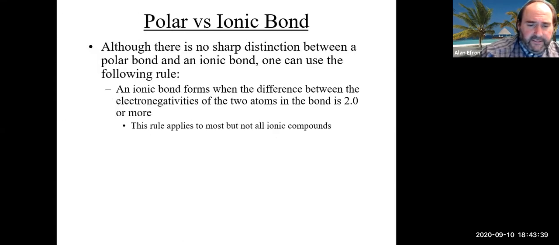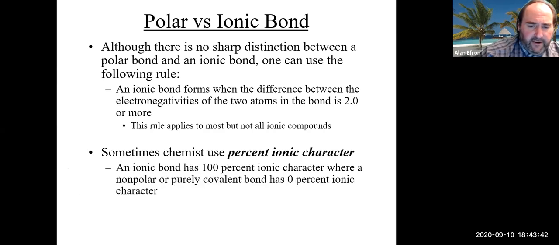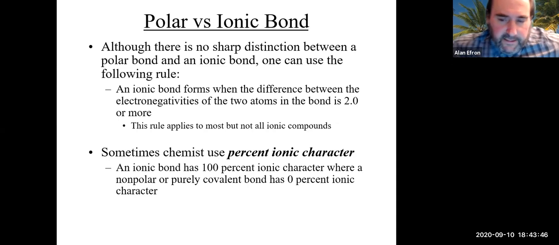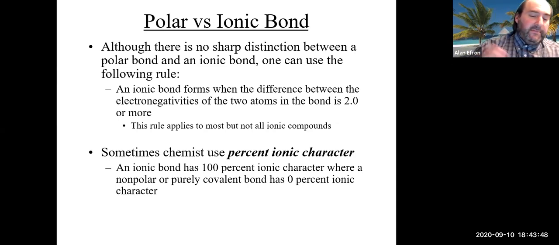And that's sort of our distinction that we were talking about, our cutoffs. Not a lot of people still use the bottom there, but it does pop up sometimes in books. Sometimes another way we could refer to a bond is in terms of what is referred to as percent ionic character. So obviously, if you have an ionic bond, it has 100% ionic character, so that kind of makes sense.